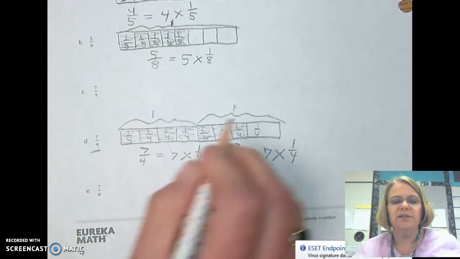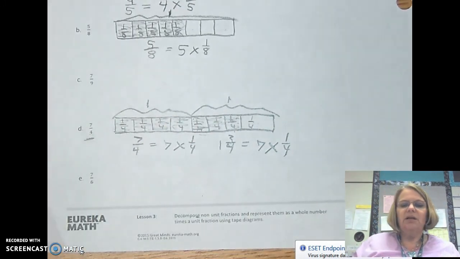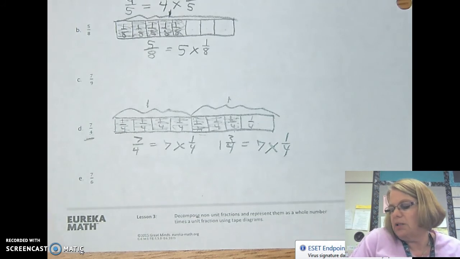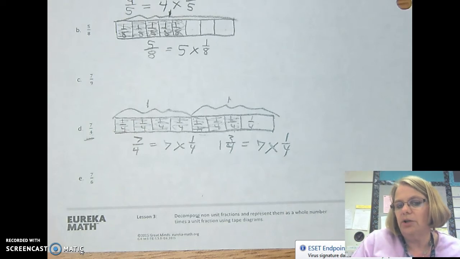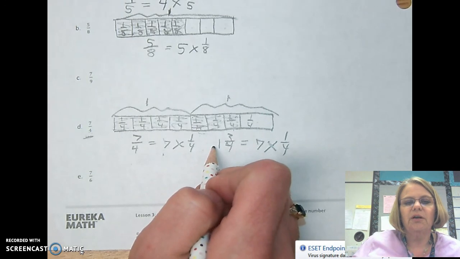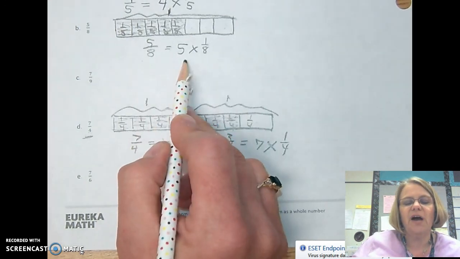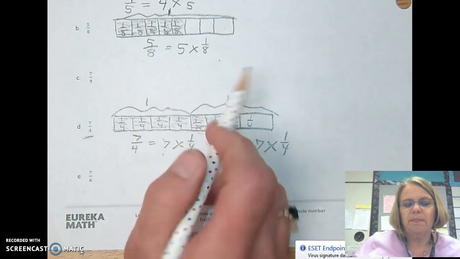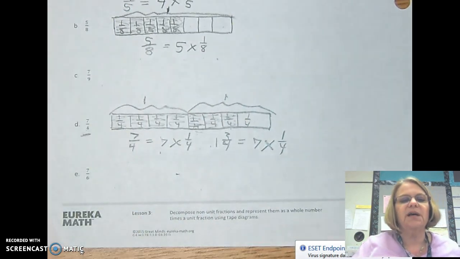And that is all you have to know for lesson 3. We are breaking the numbers apart into unit form or unit fractions. A unit fraction is 1 over the number it takes to make up the whole. And then we are multiplying by the, if it's 7/4, we have 7 parts times 1/4. If it's 5/8, we have 5 parts times 1/8. Okay, finish up this problem set and I will see you tomorrow.